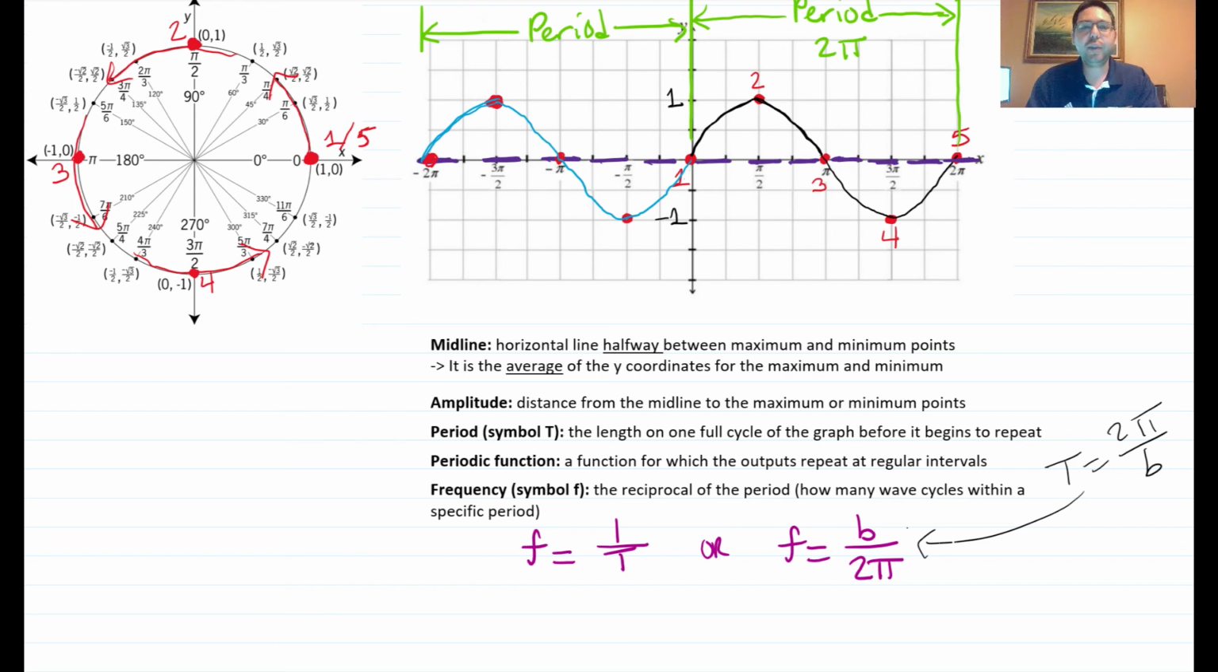So basically what this represents, and this is important, is how many wave cycles you have within a specific period of 2 pi. This is key. It has to be a specific period of 2 pi. So how many cycles do you have within that 0 to 2 pi mark? Okay, within 2 pi basically. So how many wave cycles do you have? If you have 2 waves before you hit a length of 2 pi, then that's a frequency of 2. All right. So you can imagine the more waves you have, the higher the frequency.